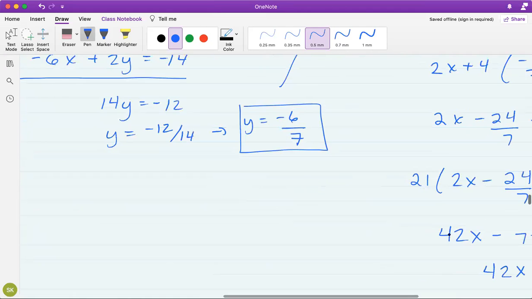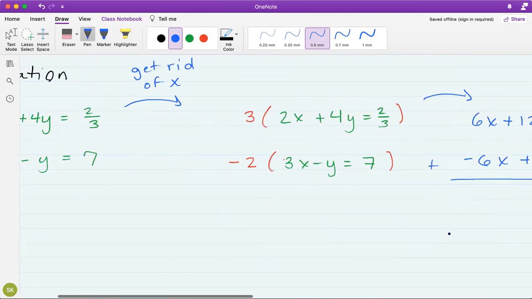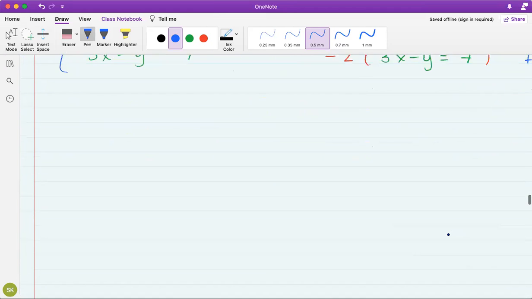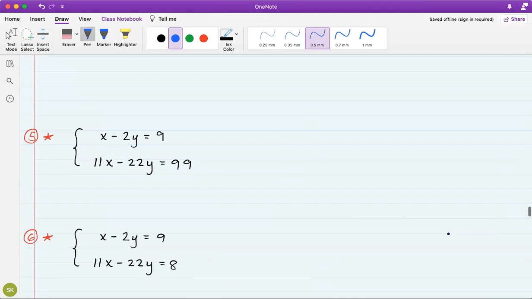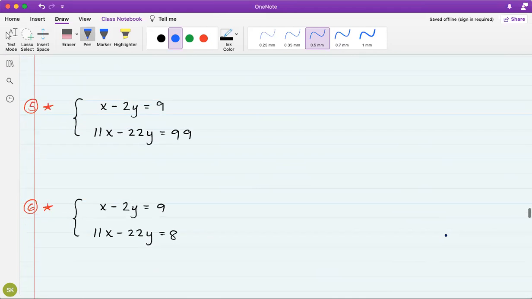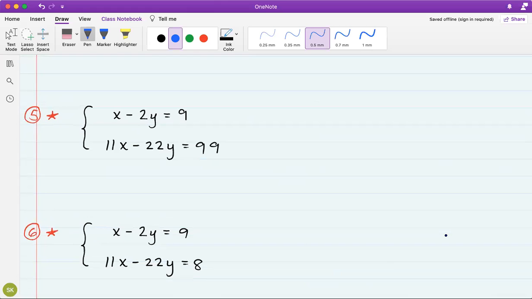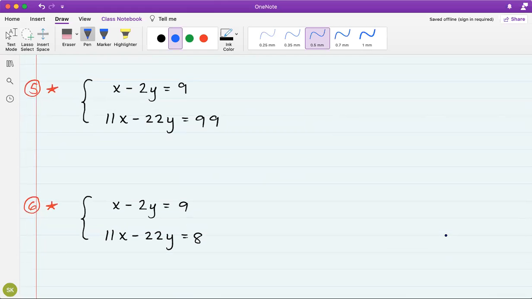Okay, so we have solved this fourth problem. There's two more problems I want to look at. And these two problems involve when we don't get just one solution or we have no solutions. So let's look at them.